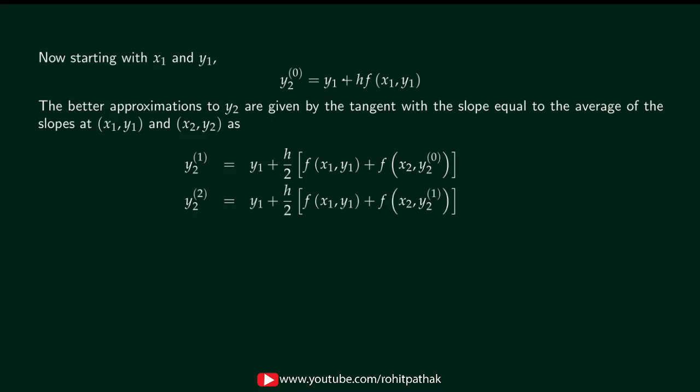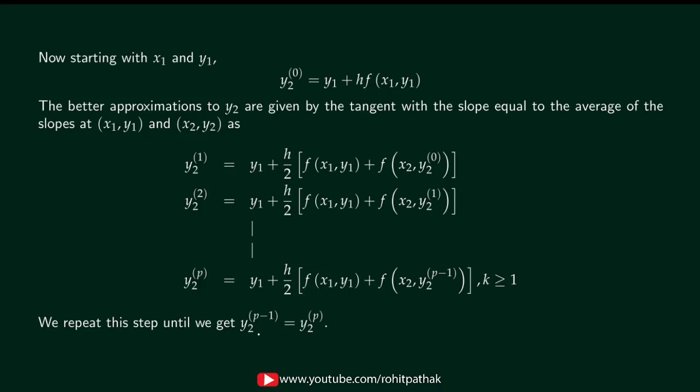So repeating this process, we find the better approximation to y2, and in a finite number of steps we find that these two y2s are equal, y2(p-1) equal to y2(p). So if we find these two y2 are equal, then this is the estimate of y2.